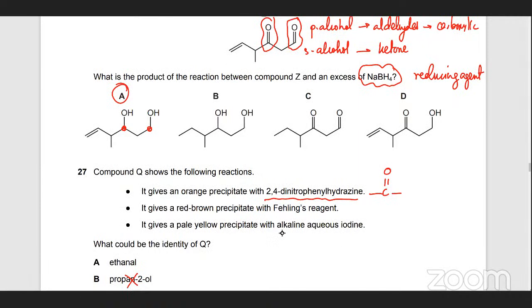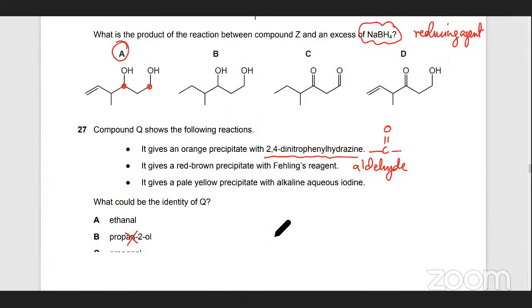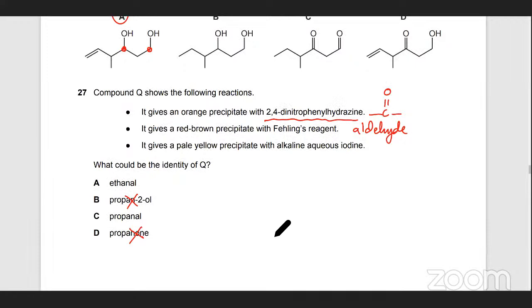So this one is definitely, because it's giving a red-brown precipitate, that means the molecule that we are talking about is an aldehyde, not a ketone. So that removes propanone from the equation. So now you're down to two molecules. Ethanol, which is this one, and propanol, which is this over here. So you're down to these two molecules.